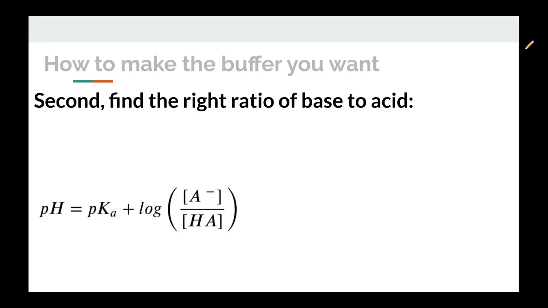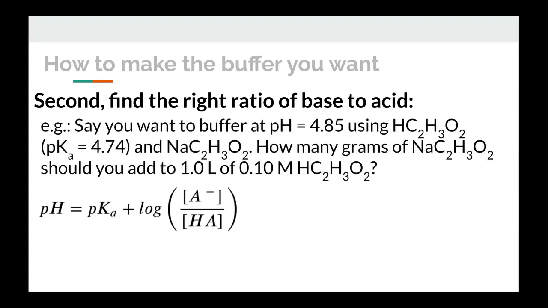The next thing you want to work on is making the minor adjustment. You're going to tweak the ratio of HA and A minus to dial in just the pH that you want. So if, for example, say you wanted a buffer at pH 4.85, that's the example that we're using in the previous slide, and we're going to use acetic acid, which remember has a pKa of 4.74, with its conjugate base, which would come from sodium acetate. The question is, how many grams of sodium acetate should you add to 1 liter of a 0.1 molar acetic acid solution? Let's go to a space that has more room to work and solve this problem.